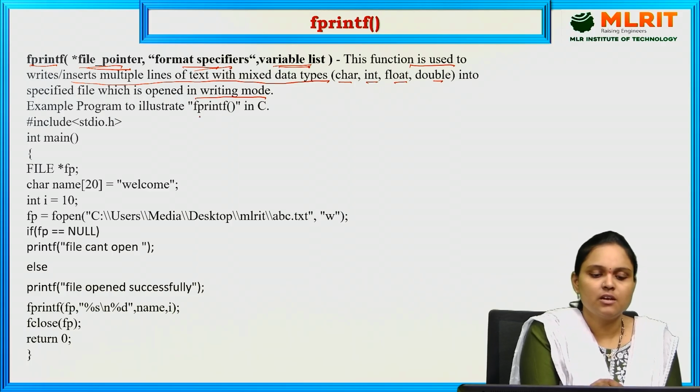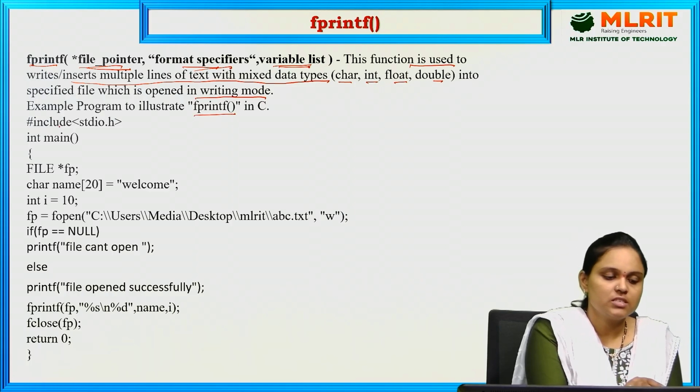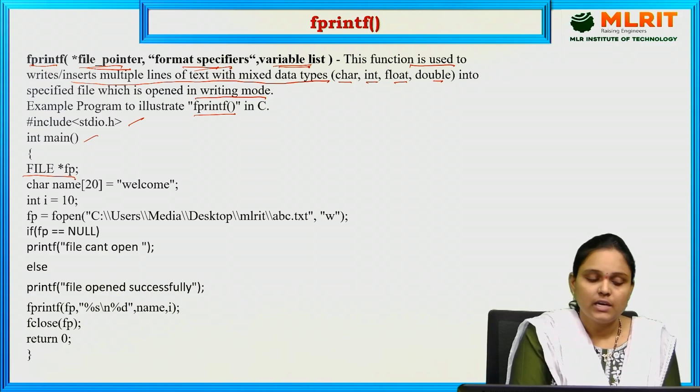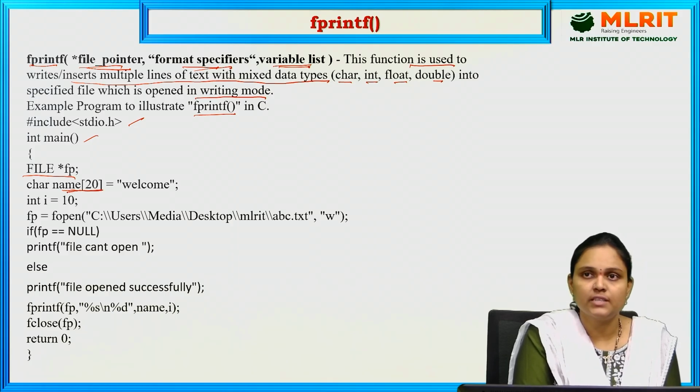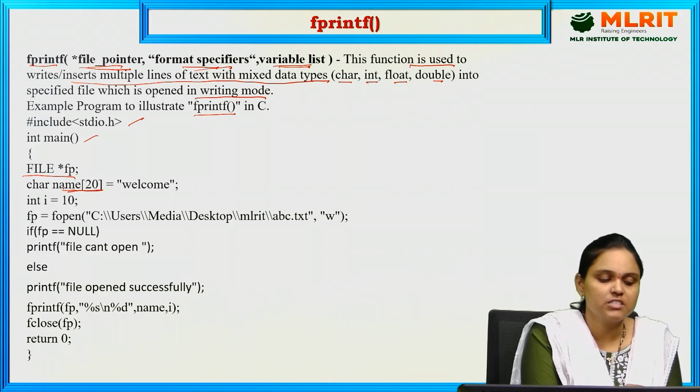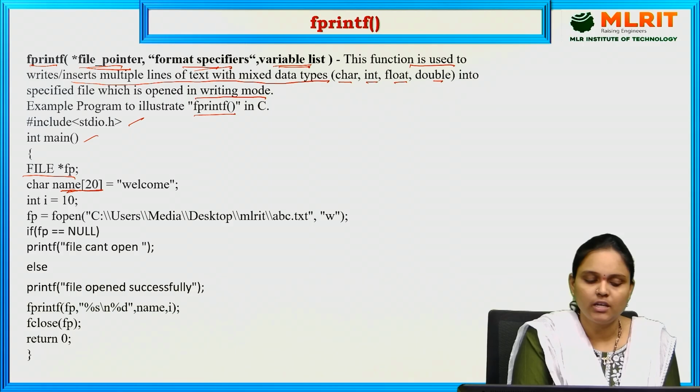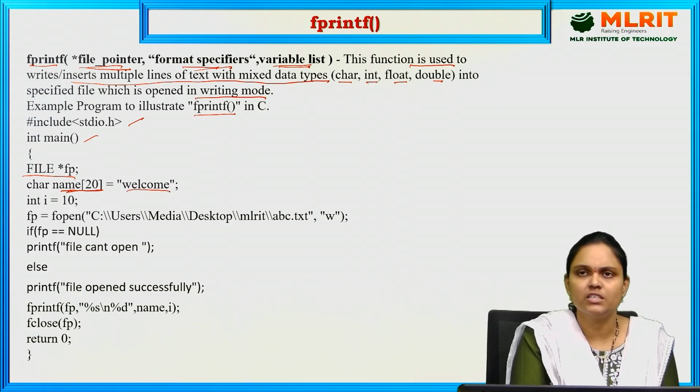Coming to the example of fprintf function, this is a header file, and inside the main function we are declaring the file pointer variable, and then we are declaring one character string, and the size of the string is 20 bytes, and the name of the string is name. It's nothing but a character array. In this string, we have given one word, that is welcome. If you want to give multiple words, that is also possible. You can give multiple words also here, so welcome MLRIT or welcome students.